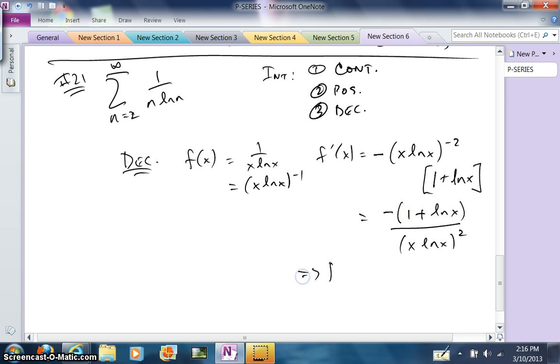So this implies f of x is decreasing, because the derivative is less than 0. Look at that negative right there. This is a positive thing for x bigger than 2. And this is something squared, so that's positive, and that's negative. So everything is negative, so it is decreasing. Alright, f of x is decreasing.